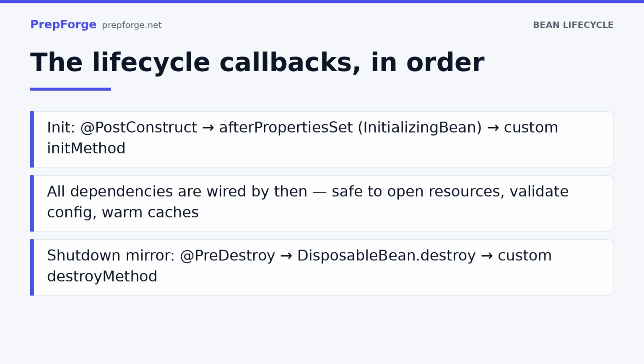After Spring instantiates a bean and injects its dependencies, it runs the initialization callbacks in a fixed order. First, methods annotated with @PostConstruct, then afterPropertiesSet if the bean implements InitializingBean, then any custom init method. This is where you open resources, validate configuration, or warm a cache safely, because all dependencies are wired by that point. At shutdown, the mirror image runs: @PreDestroy, then DisposableBean's destroy, then a custom destroy method, your place to close connections and flush buffers.